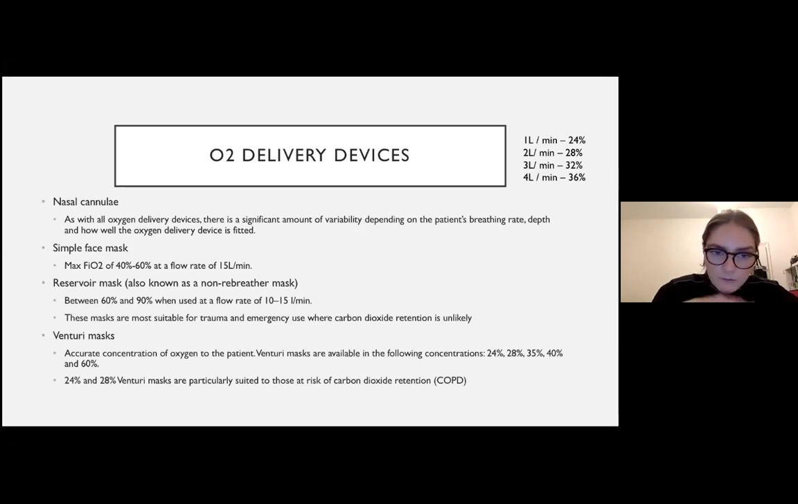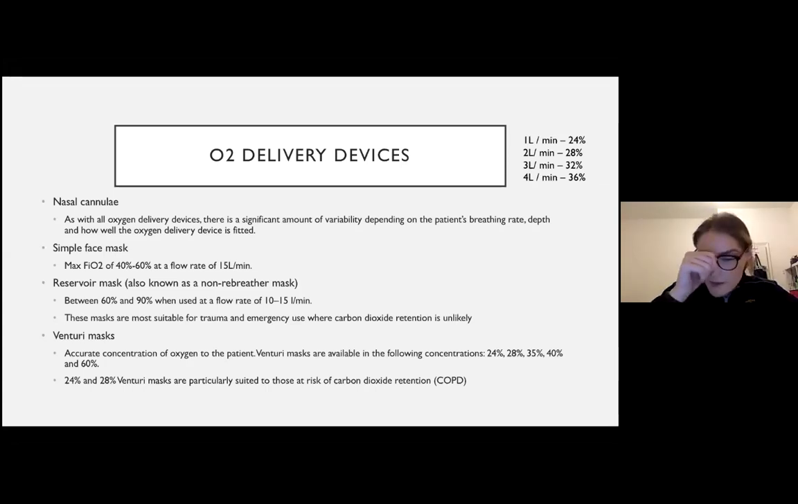And then a reservoir or non-rebreather, which is the one they like in trauma situations, or if you're unsure of a patient's oxygen concentrations, or they're in arrest or something like that, you'd always use 15 litres non-rebreather. It's meant to give 90%, but it all depends on how well it's used, because you have to ensure a good seal of the mask to the face with no air escaping, which is quite difficult to do. So it's probably not going to give you as high, but it will give you quite a good amount of oxygen.